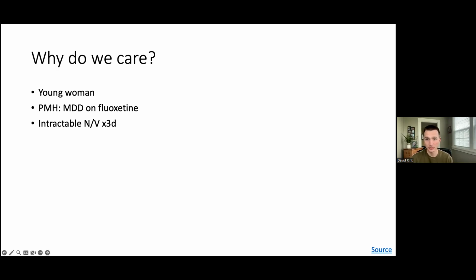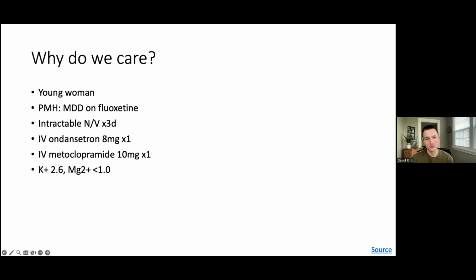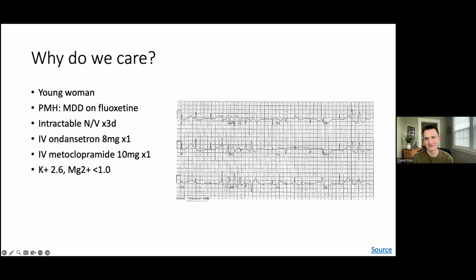She was found to be retching in her room, and she was immediately given a dose of IV ondansetron, 8 milligrams. 15 minutes later, she was still retching, so she had a 10 milligram dose of IV metoclopramide administered. At that time, her labs returned and she had a potassium of 2.6, a magnesium that was less than 1, and her EKG showed this, with a QTc that was notable for a measurement of 680 milliseconds and a short run of polymorphic ventricular tachycardia.